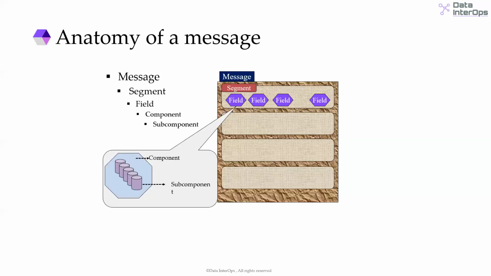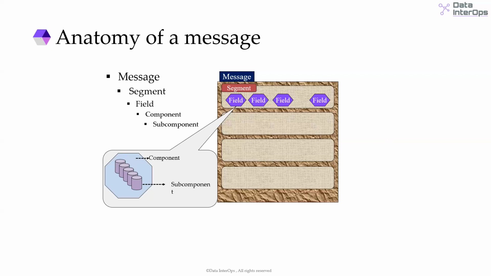Every HL7 message has a list of segments, which can be compared to the shelves, and then each segment is divided into compartments which are called fields. These fields are further divided into components. Components are further divided into subcomponents. Okay, so this is the message structure.